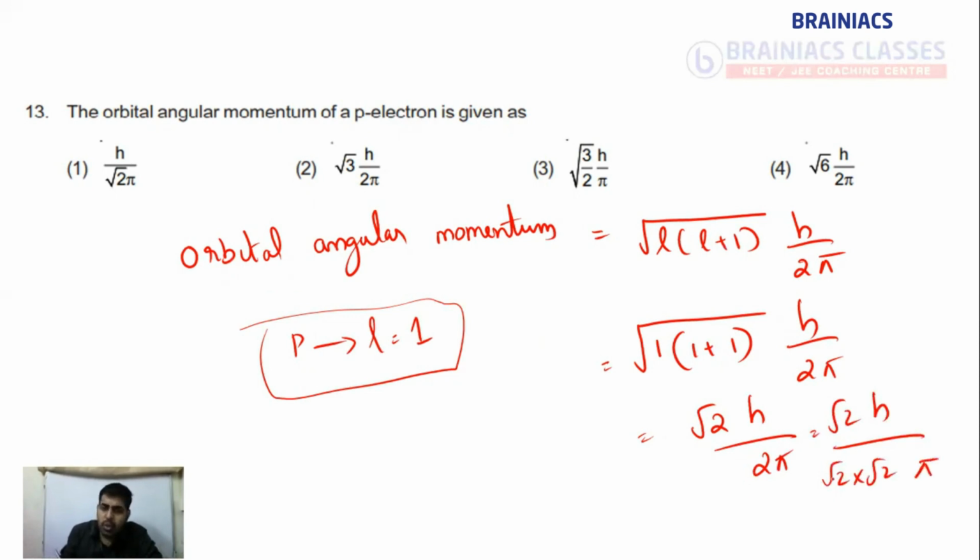We can write the 2 as root 2 into root 2, so one root 2 cancels. You will get angular momentum equal to h by root 2 pi. Answer option 1, h by root 2 pi. It is not root of 2 pi; it is root 2 into pi. Pi is outside the root. I think it's clear. Answer option 1.